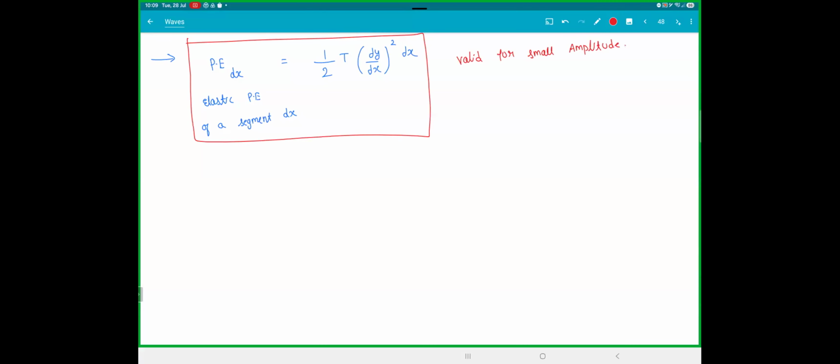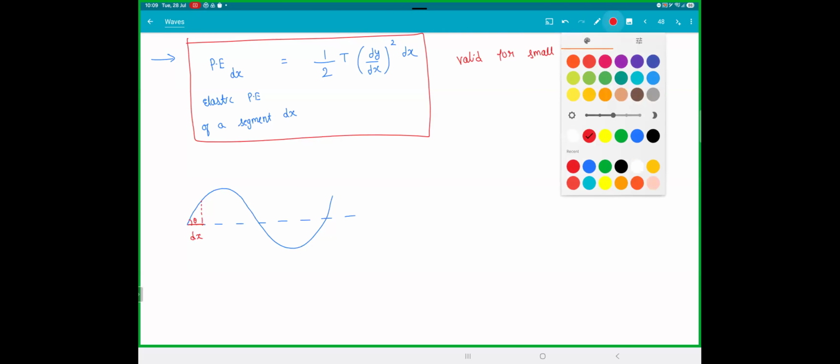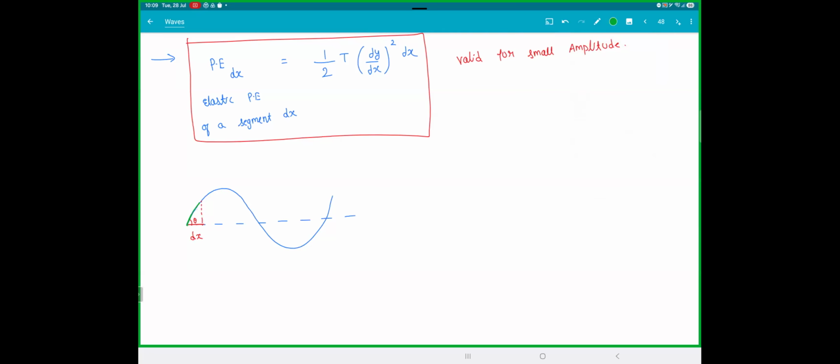Something like 1 millimeter, 2 millimeter, something of that sense. So let's say we have a string here. This was the natural length. So consider a small segment here, dx. Again, I'm exaggerating here, and this is theta. So this small segment got stretched into this bigger piece, which is dx by cos theta. So you can treat that segment as having become dx by cos theta.